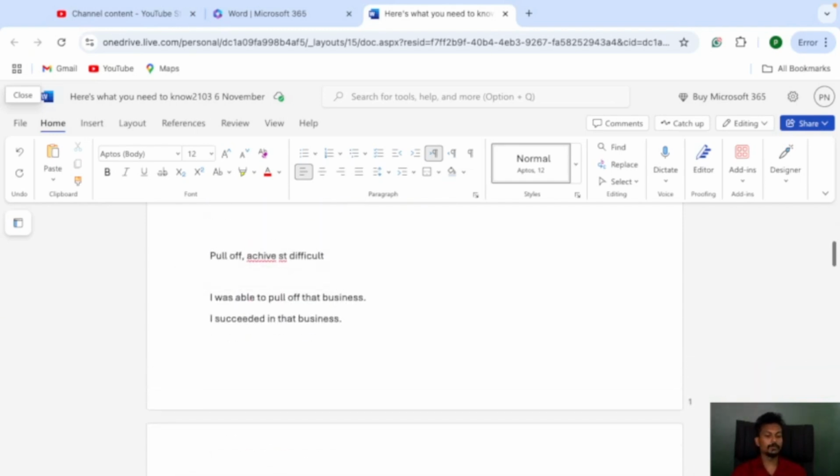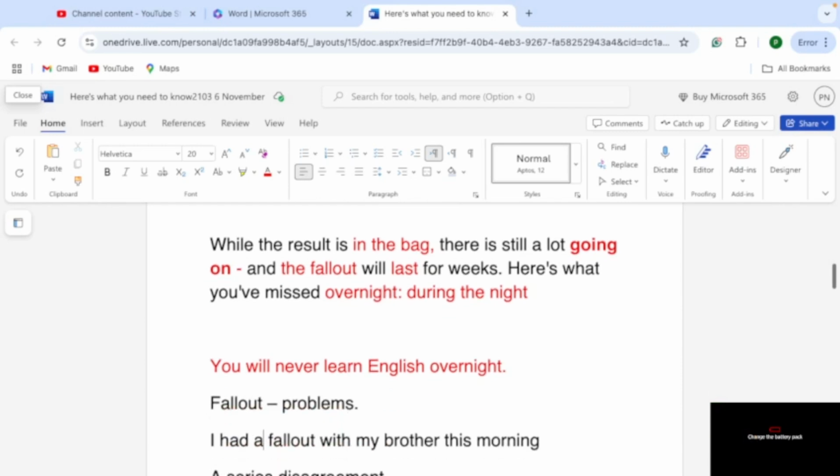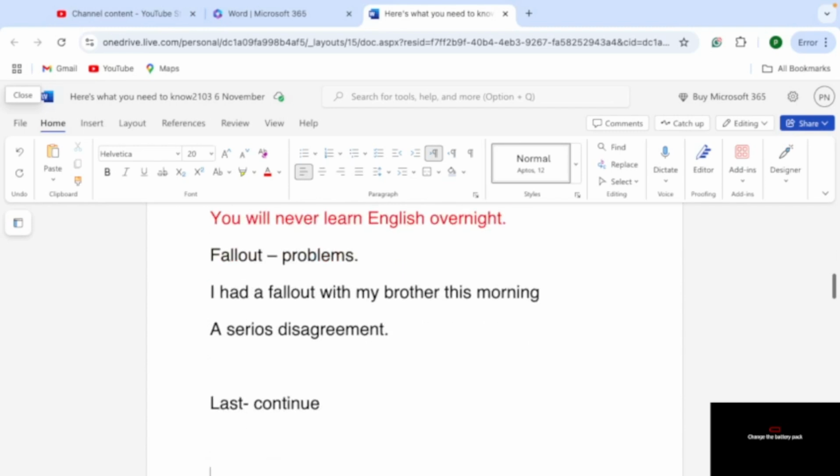This one is a beautiful word, pull off. If you pull off an achievement, if you pull off something difficult, you definitely achieve something difficult. So I was able to pull off that business, that means I succeeded in that business. Fallout is a beautiful one too. Fallout can be used for a serious disagreement. I had a fallout with my brother this morning.